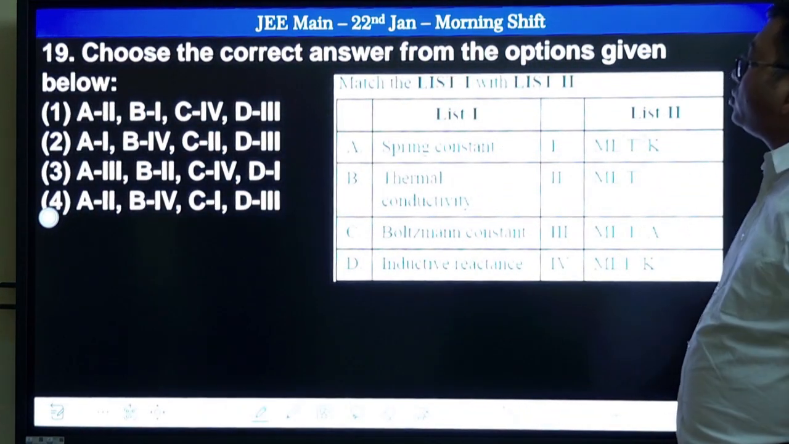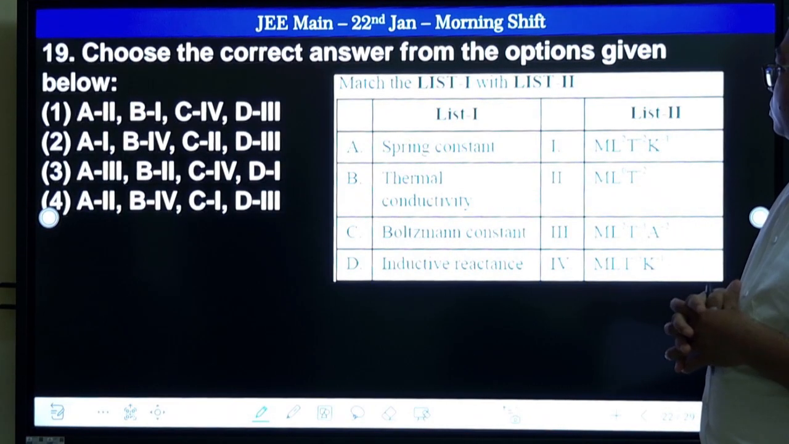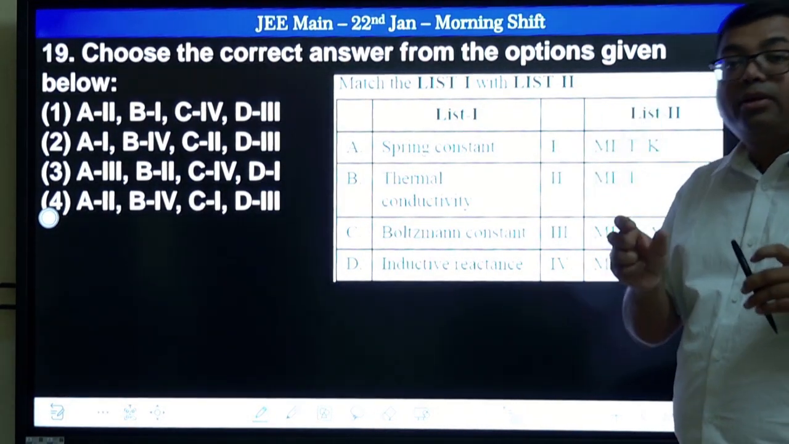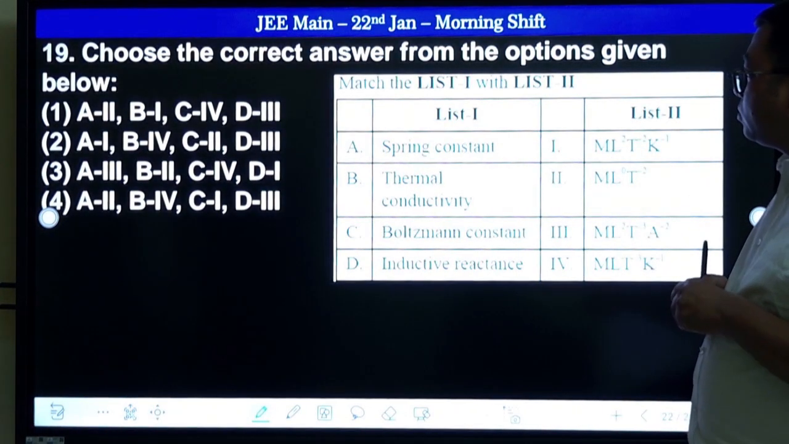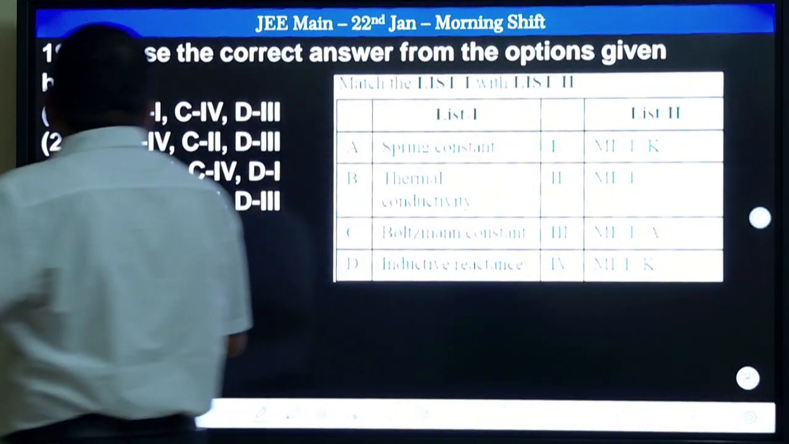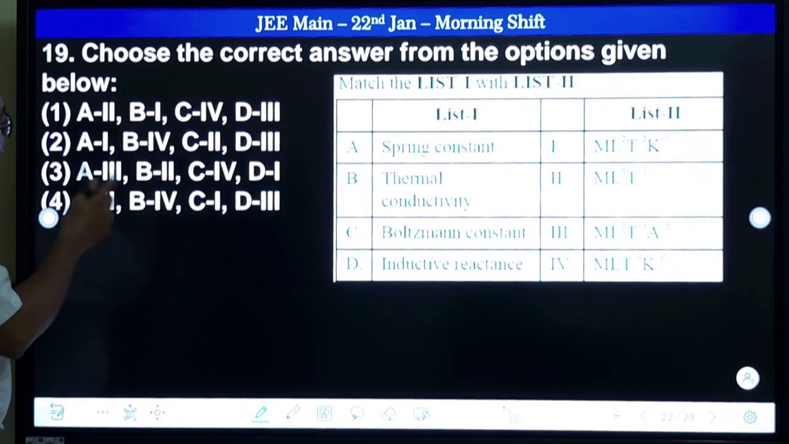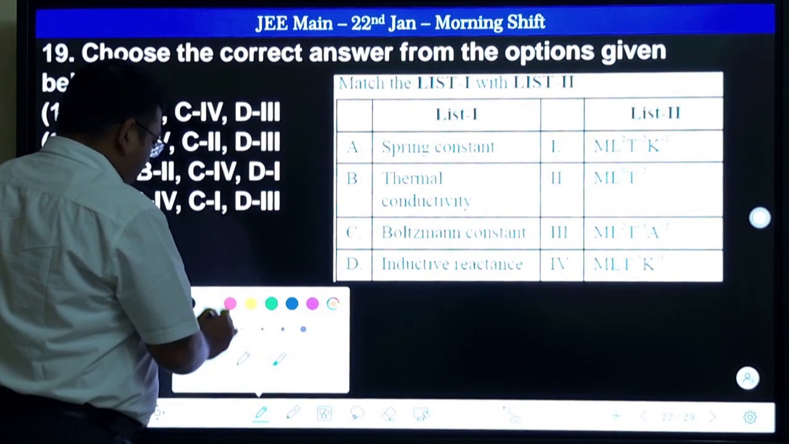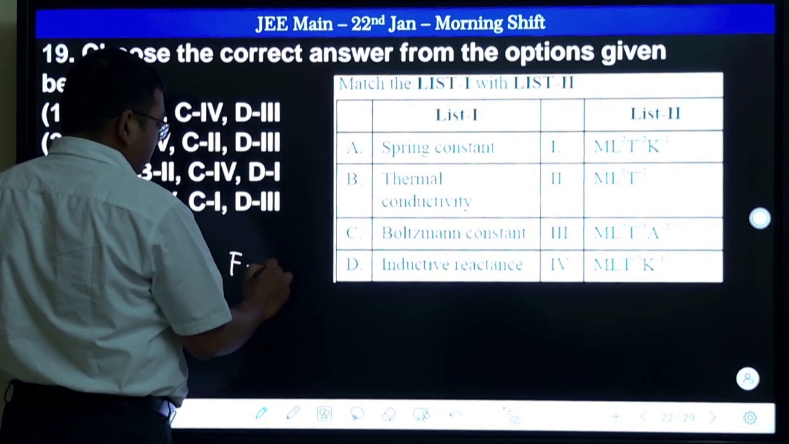Question number 19. Choose the correct answer from the options given below. Whenever these type of questions come, you have to selectively choose such an option which can give you a fast answer. So which one should we check? Answers are not repeating, right? So let us start with any one. Let us check with A. Spring constant. You know, spring force F is equal to minus kx, right?